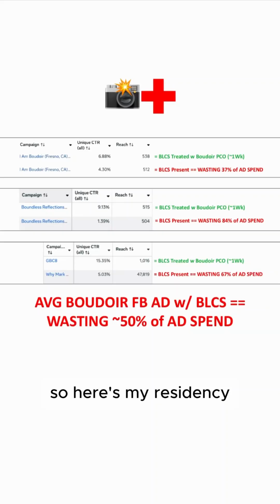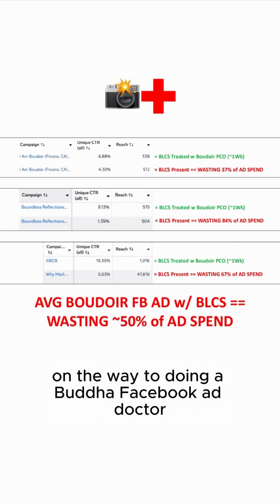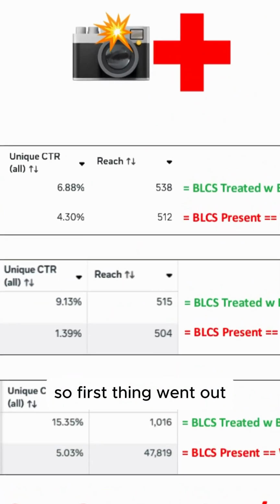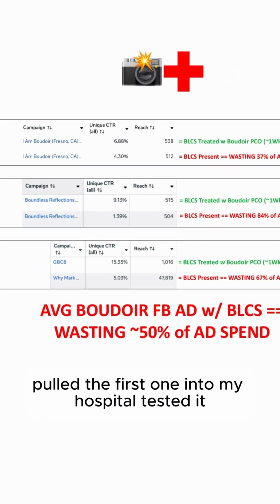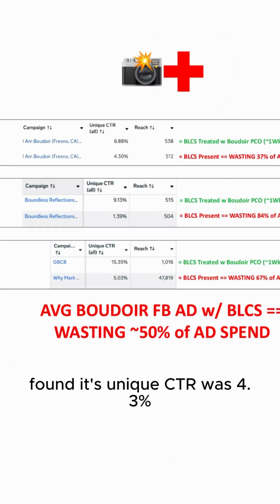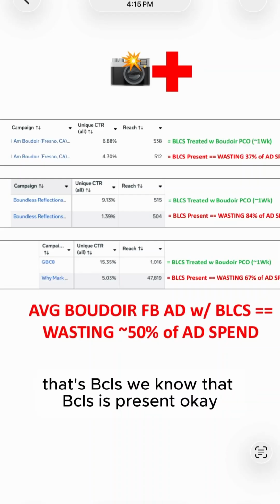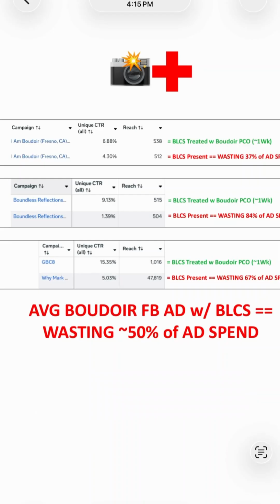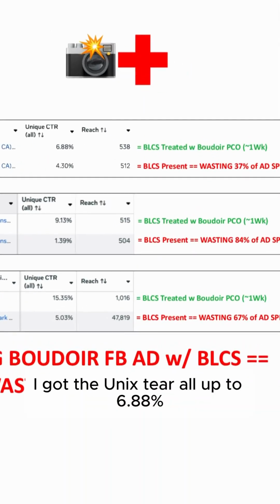So here's my residency on the way to doing Boudoir Facebook ad doctor. First thing, went out, found some Boudoir Facebook ads out there, pulled the first one into my hospital, tested it, found its unique CTR was 4.3%. That's unique CTR under 6%. That's BLCS, so we know that BLCS is present. Okay, so duplicated it, treated with Boudoir Pico. Took about a week. Got the unique CTR up to 6.88%.